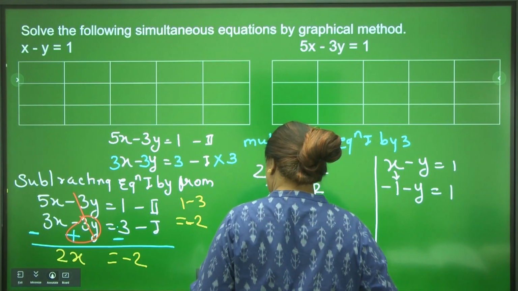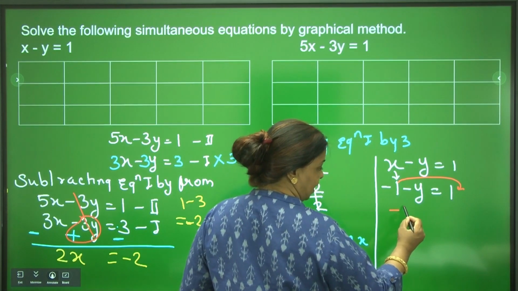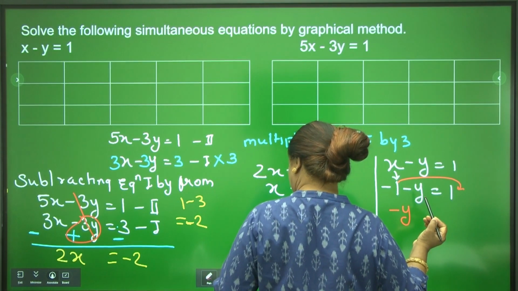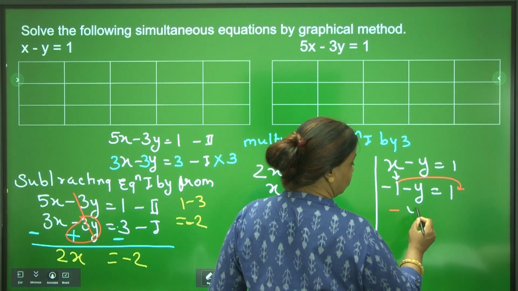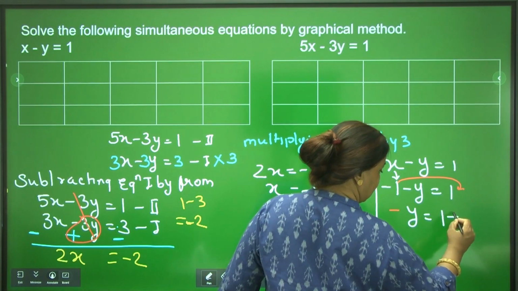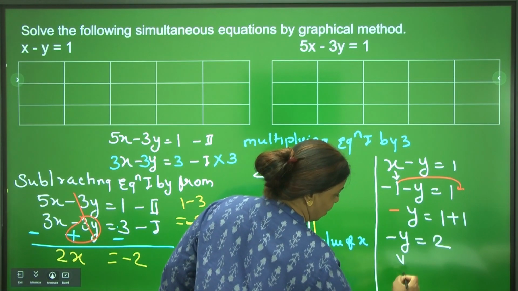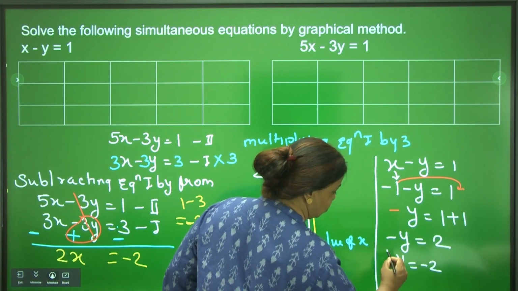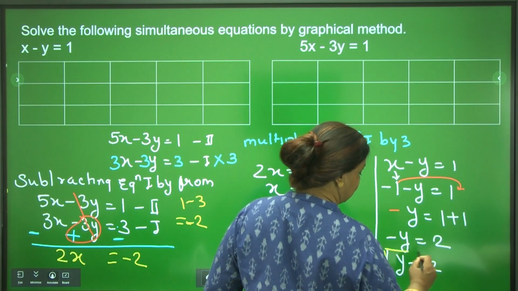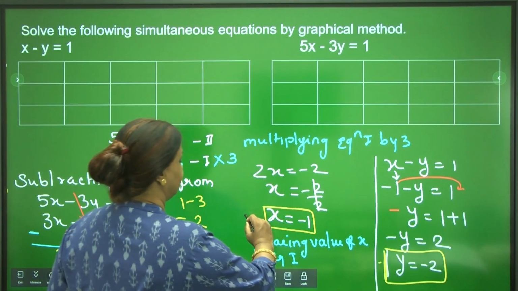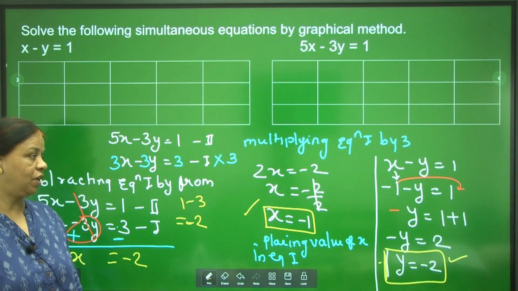Now this minus 1 will move this side. So minus y will be equal to 1 plus 1, minus y is equal to 2. So y is equal to minus 2. So you got the value of x and y by elimination method. x we got as minus 1 and y we got as minus 2. You can pause the video, children, and you can solve the sum.